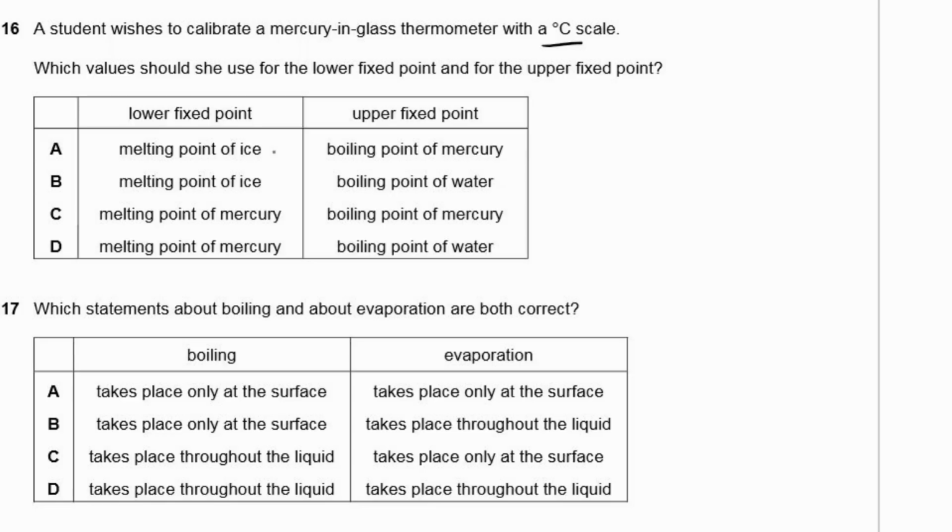Lower fixed point, melting point of ice, those two are possibilities. Nothing to do with mercury. And upper fixed point, boiling point of water. There we go. It's option B.